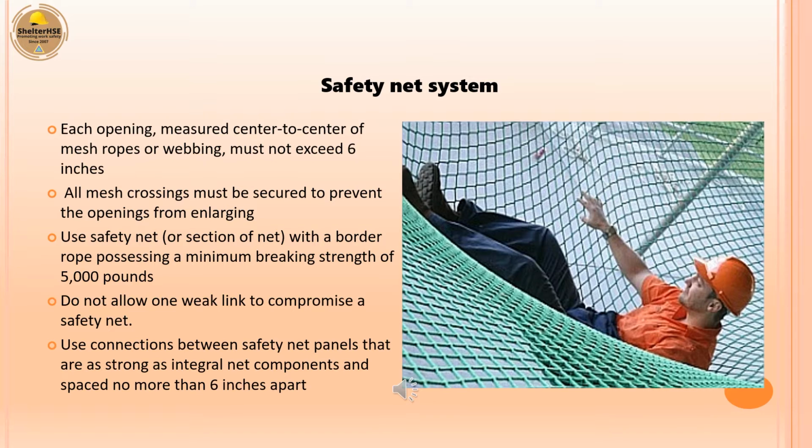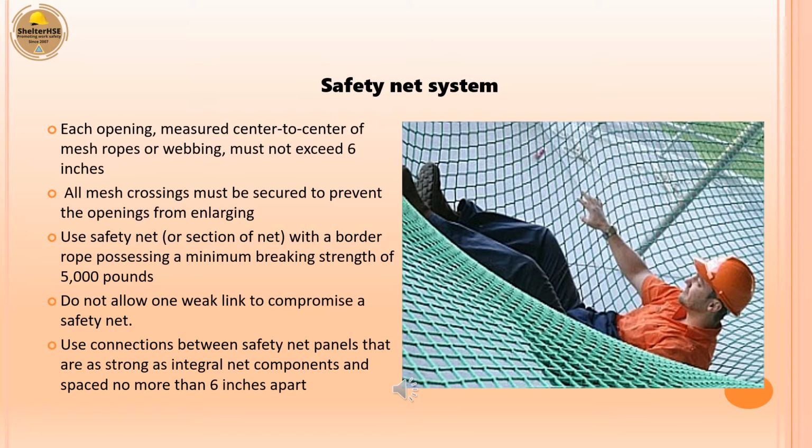Use a safety net, or section of the net, with a border rope possessing a minimum breaking strength of 5,000 pounds. Do not allow one weak link to compromise a safety net. Use connections between safety net panels that are as strong as integral net components and spaced no more than 6 inches apart.